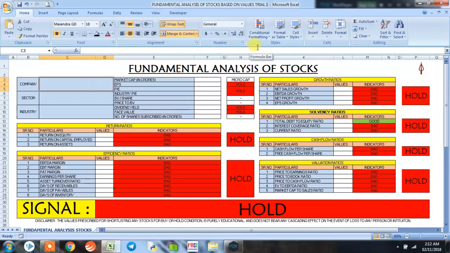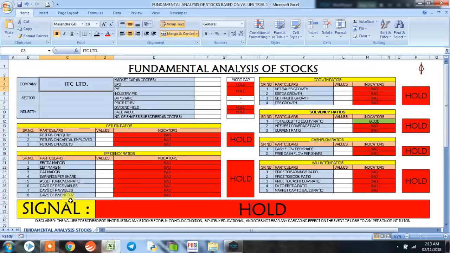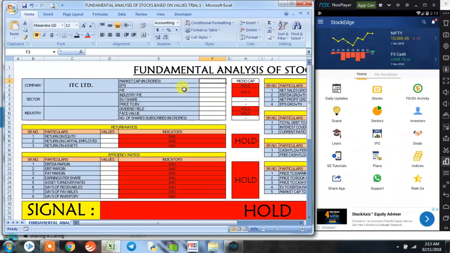The stock taken today for fundamental analysis is ITC Limited. The Excel spreadsheet in front of you is an Excel program wherein we put financial data of a particular stock and arrive at a conclusion as to whether to invest in this particular stock or not at this point of time. The fundamental data are taken from an app known as the Stock Edge app. Now let's go to ITC Limited.